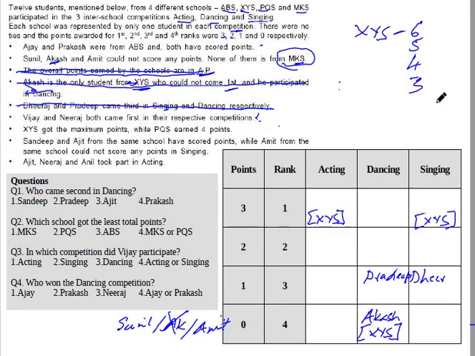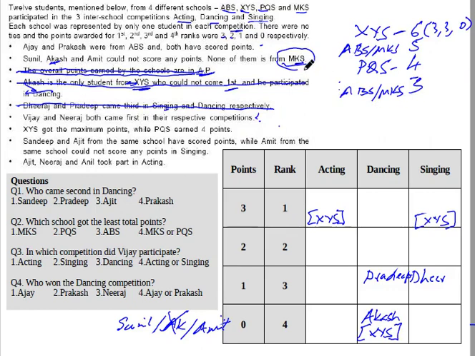XY has got the maximum points, that we already know. PQ has got 4 points. This is PQS. So the remaining 2 schools are ABS and MKS. This is ABS or MKS. Now we know how he got 6. He got a 3, 3 and a 0.